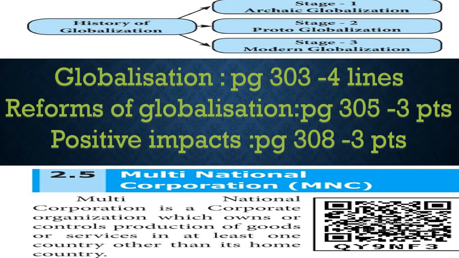Fourth, the short answer is positive impacts. In page 308, we have 2 points on the right bottom and the third point in the next page. So 3 points. Positive impacts in pages 308 and 309. The fifth short answer is multinational corporation. It's over here. You can mark it in your book.